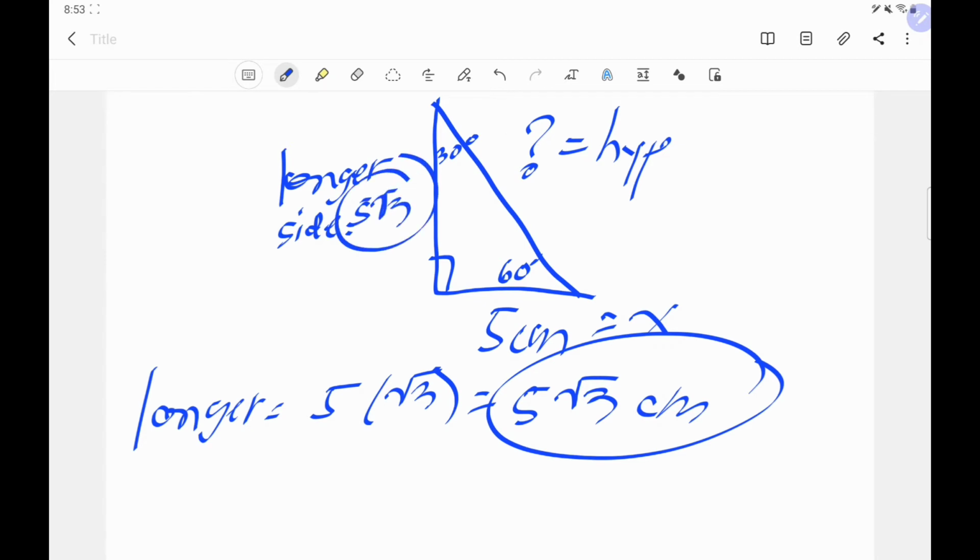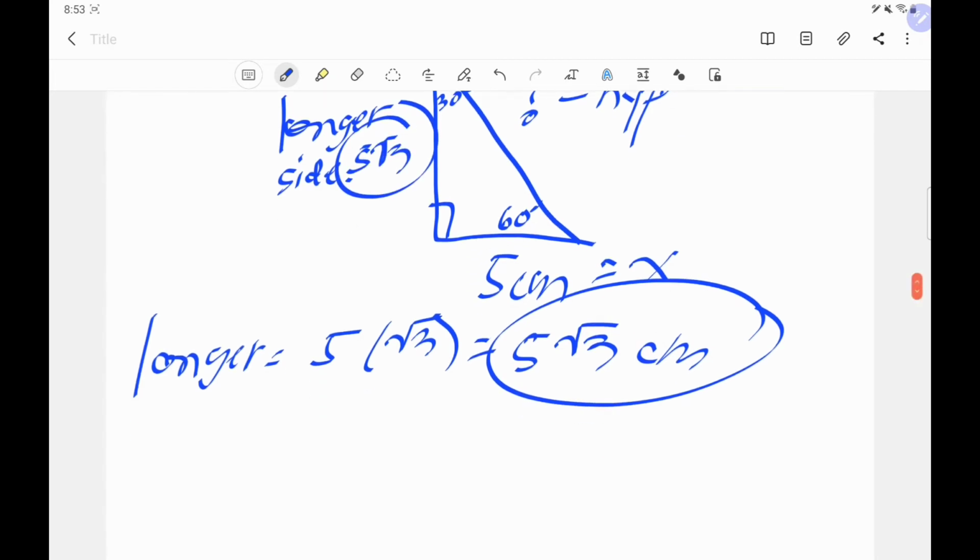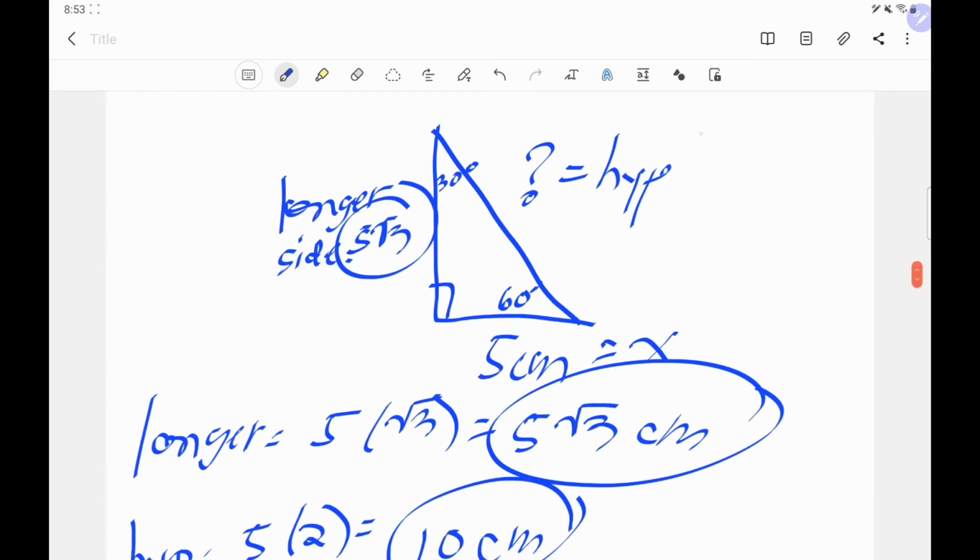Now, how are we going to solve the hypotenuse? We just have to multiply the shortest side by 2. So the hypotenuse is equal to our shortest side, 5, multiplied by 2, which is equal to 10 centimeters. That's your hypotenuse. That means this is 10 centimeters, all right? And this is 5 square root of 3.